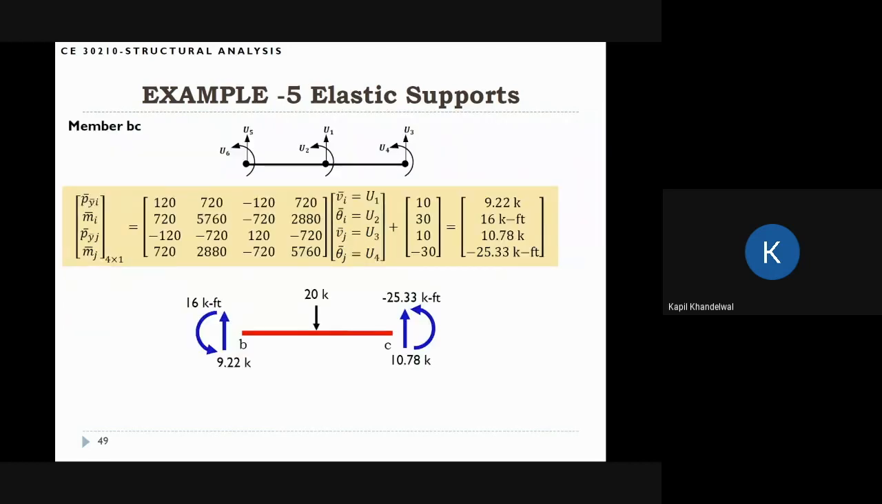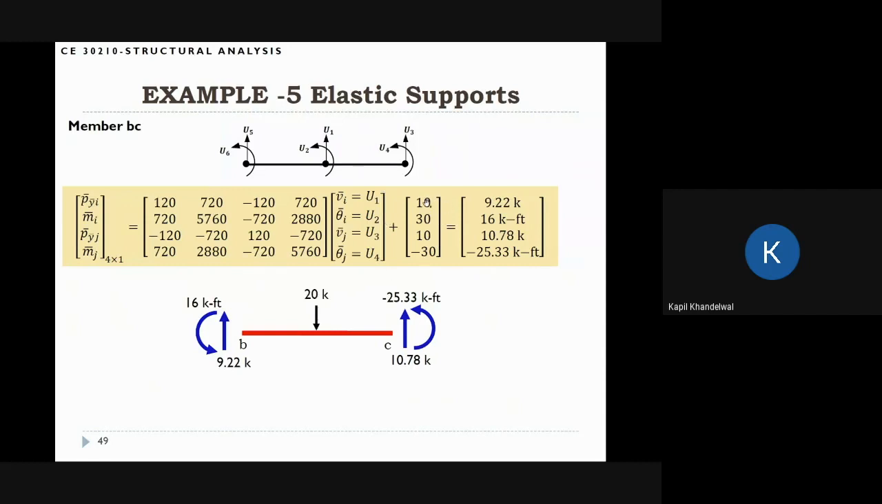And this is the member force for member BC. In this case, the stiffness matrix is different because I was different. And the degrees of freedom should be, this is B, this is C, so it should be U1, U2, U3, U4. I just put these numbers, and I have to remember that U4 is 0, U1, U2, U3 are non-zero. So just do the algebra carefully.